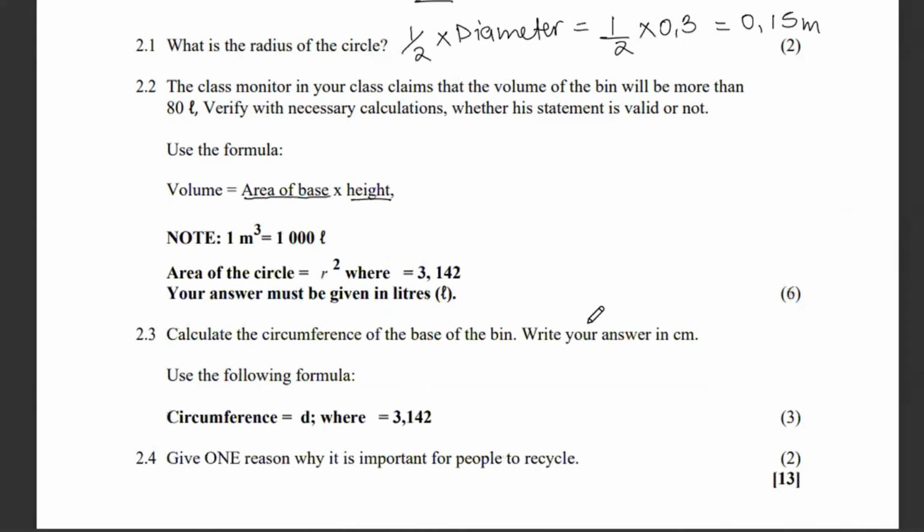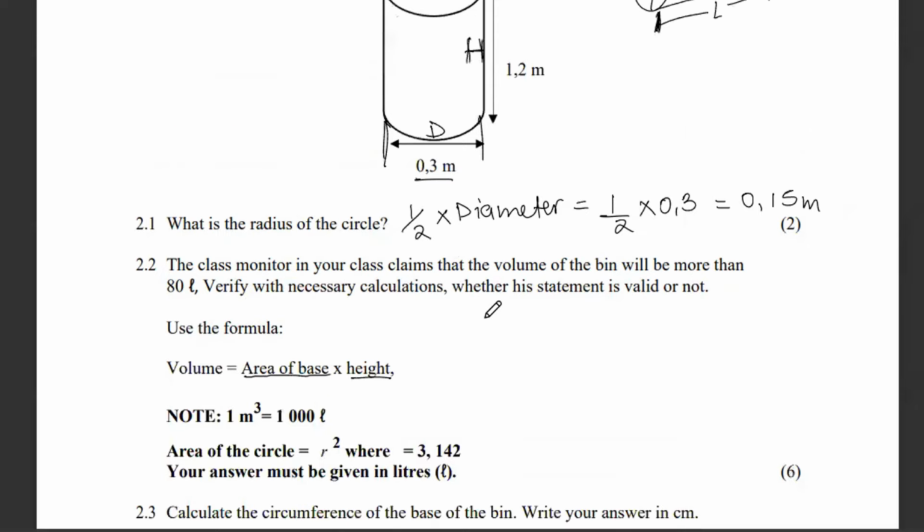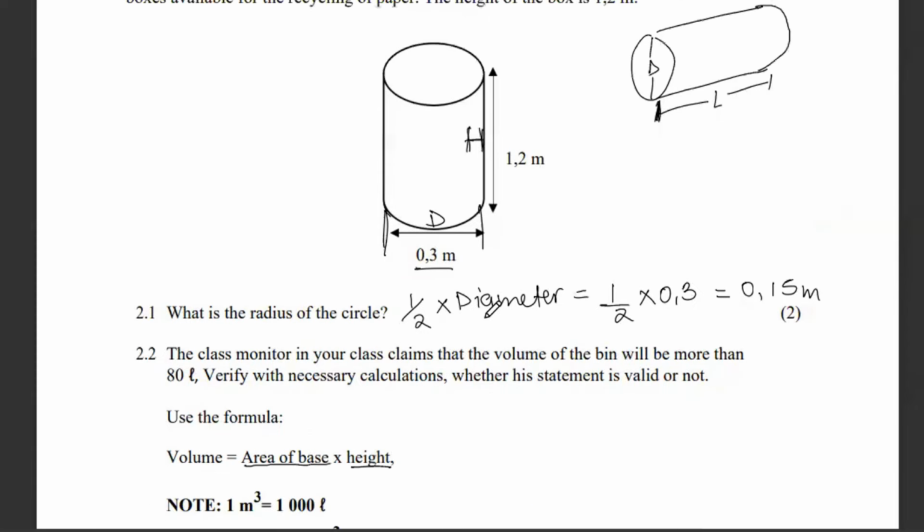Now, you need to know, when we talk of the base, it's the bottom part here. Definitely the bottom part will look like the top part, which is the circle. So now we need to find the area of the base. The area of the base, it's a circle. That means it's pi r squared.